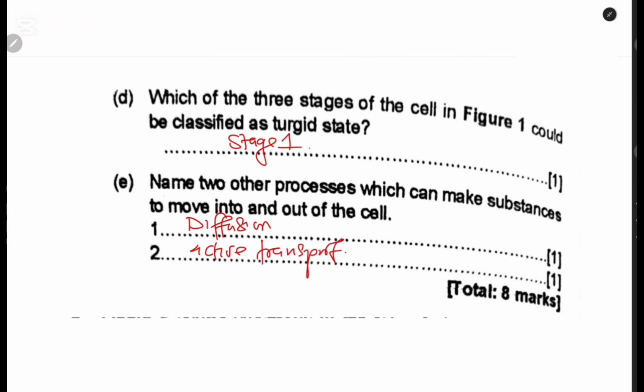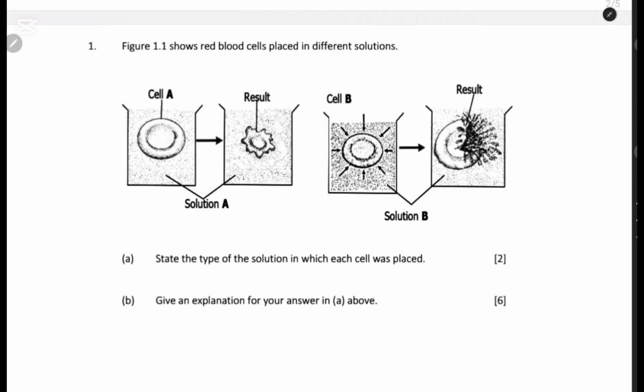All right, so let us have a look at the second question. The second question reads, figure 1.1 shows the red blood cell placed in different solutions. As you can see here, the red blood cell, one thing you should know is that it's an animal cell. So whatever effect is going to happen is that of an animal cell. What happens when the animal cell is placed in the different solutions?